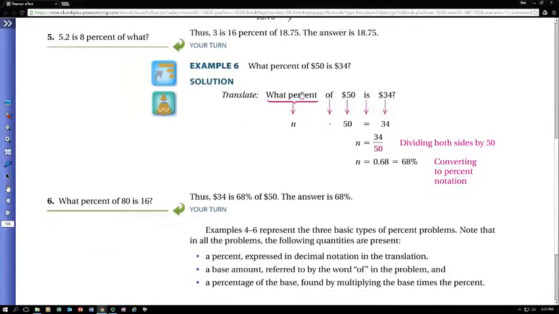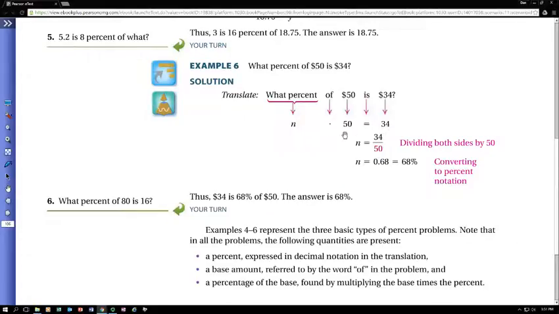All right, here's another example. What percent of $50 equals 34? Now here's the part where I think you can work with another strategy. They show you one is to say, what percent n? They're going to say n, and a lot of times they choose their variable based on n is going to be a percent. They're saying what percent is this variable that is a percent. Of means times 50 equals 34.